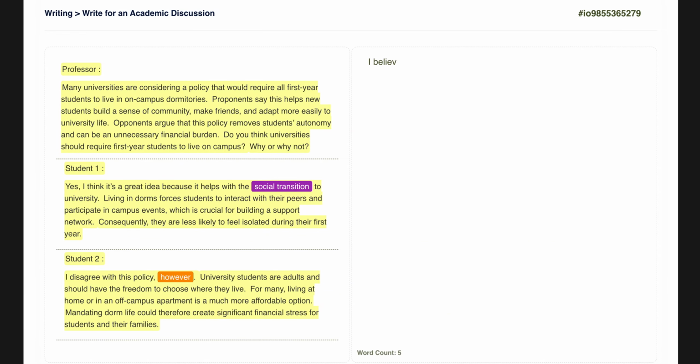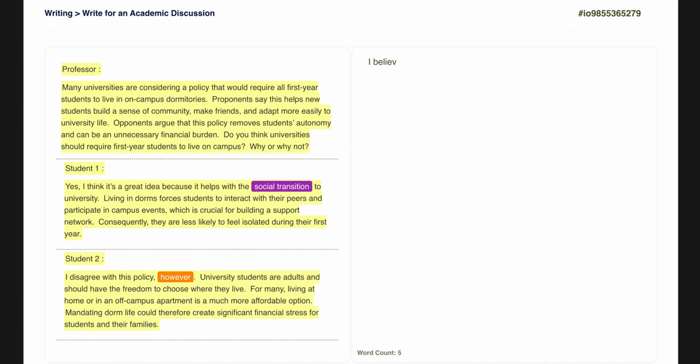I believe that while the financial concerns mentioned by student 2 are valid, the long-term academic and social advantages of mandatory on-campus housing outweigh the costs. In the opening, we use "I believe that" while to set up a complex sentence structure. This shows the examiner that we can handle advanced grammar right away. Next, we acknowledge the other side by saying "the financial concerns mentioned by student 2." This is a strategic move called synthesis, which proves we have read the previous posts. Then, we add "are valid" to show we are being fair and academic.